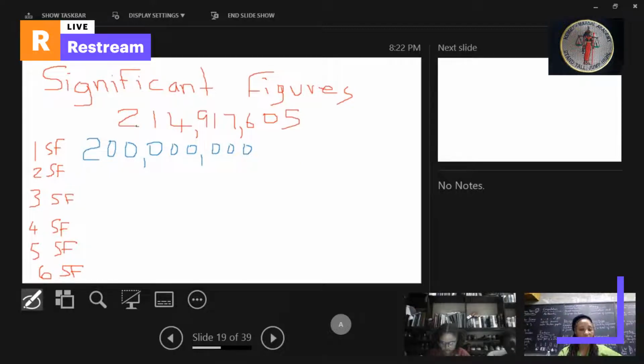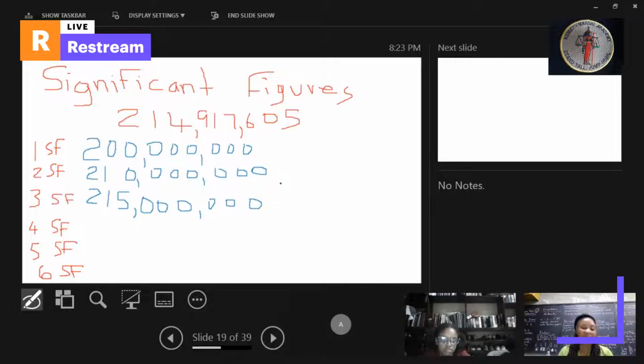All right, 2 significant figures. So that's 1, 2. This is less than 5. We don't add 1 to that. So it will be 2, 1, and then everything else is 0. Three significant figures. So that's 1, 2, 3. Beside the 4, we have a 9, which is more than 5. So we're going to add 1 to the 4. So that will be 2, 1, 5. And then we have 0, 0, 0, 0, 0, 0.